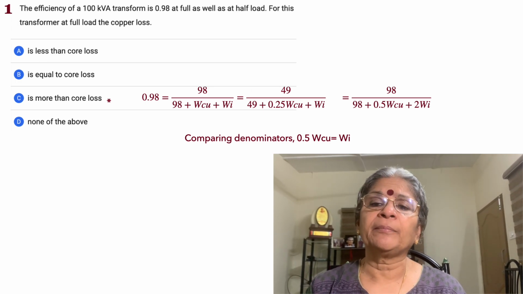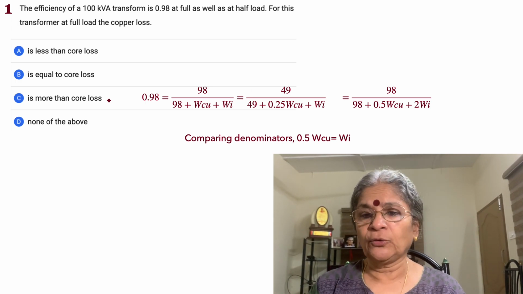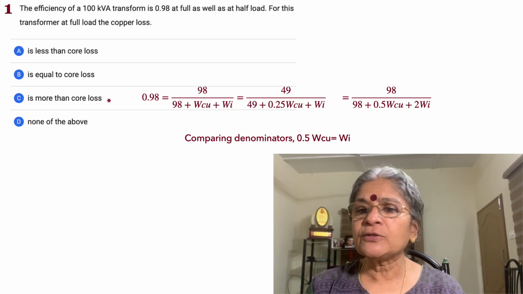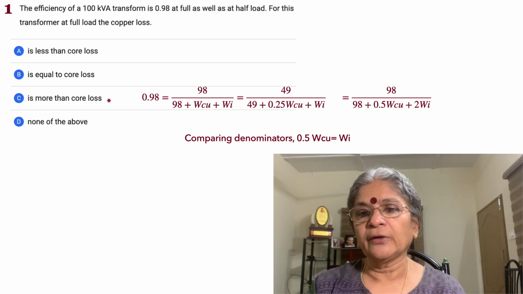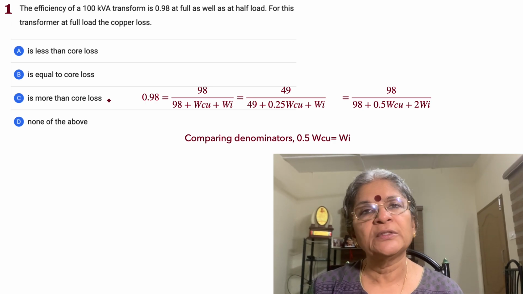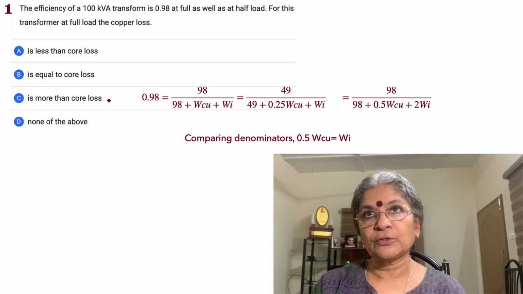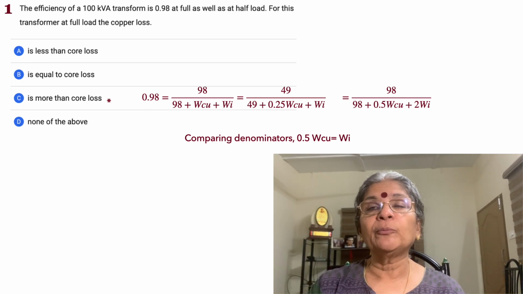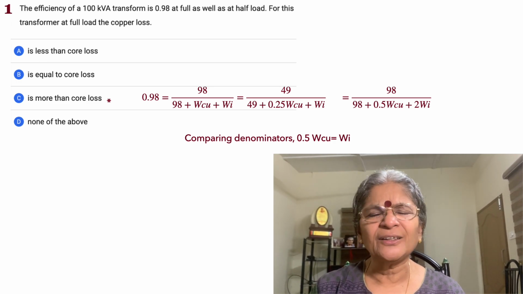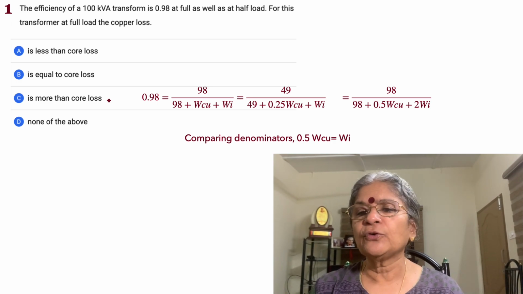Now it's just arithmetic manipulation. Multiply numerator and denominator by 2 for the second equation, on its right hand side. So that becomes 98 divided by 98 plus 0.5 WCU plus 2 WI. Now the numerators are the same, so the denominators can be equated. Please remember the second expression has been manipulated so that you can equate the two. So we see that 98 plus WCU plus WI is equal to 98 plus 0.5 WCU plus 2 WI.